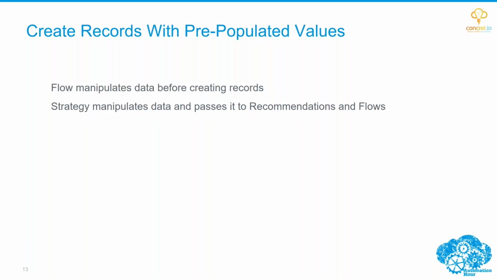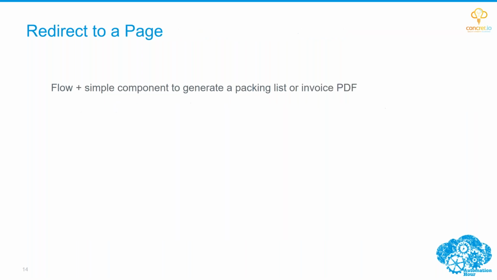And of course, we saw that we were creating records with those pre-populated fields. Again, using flow to manipulate before creating the records, using strategy to manipulate and pass data into the flow. Pretty awesome stuff. Redirecting to a page was really based on flow and a very simple Lightning Aura component, not web component.